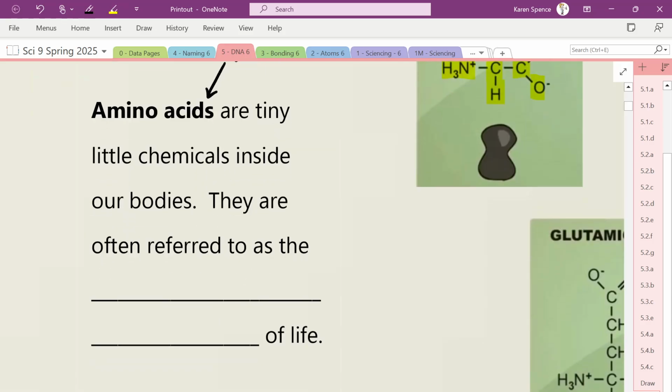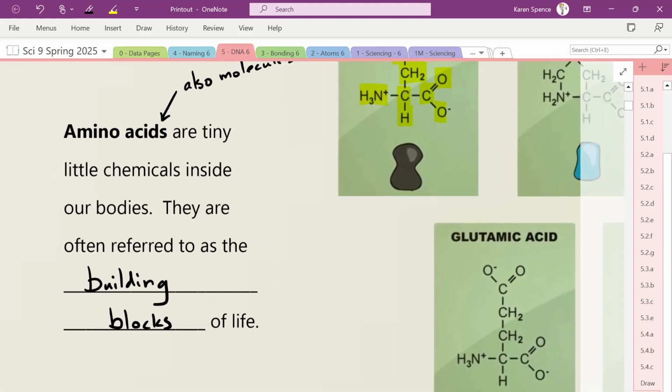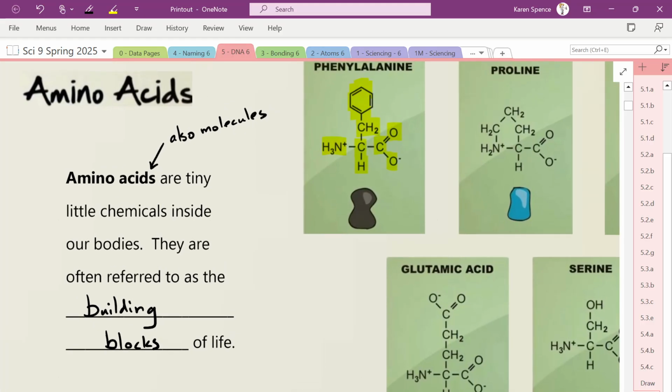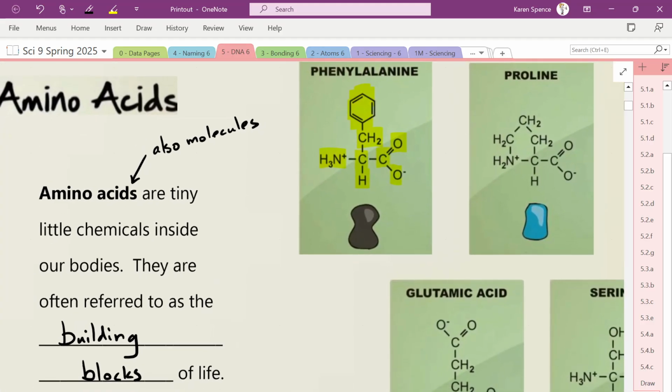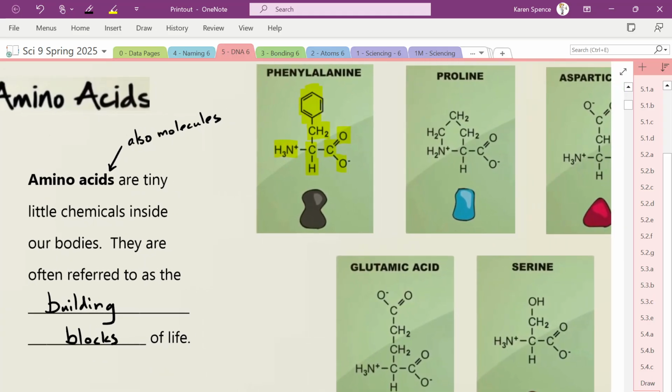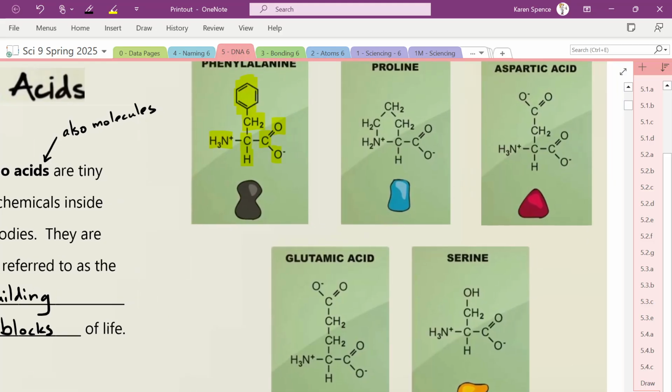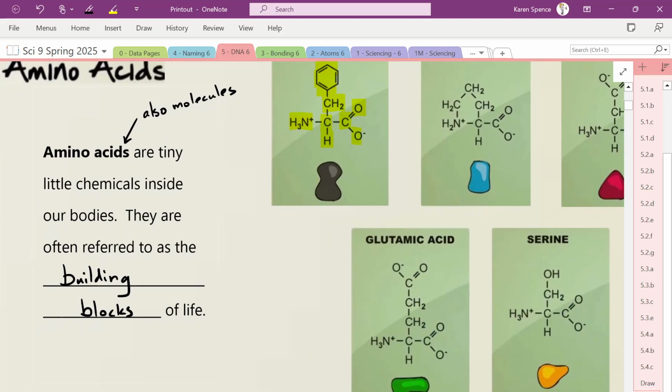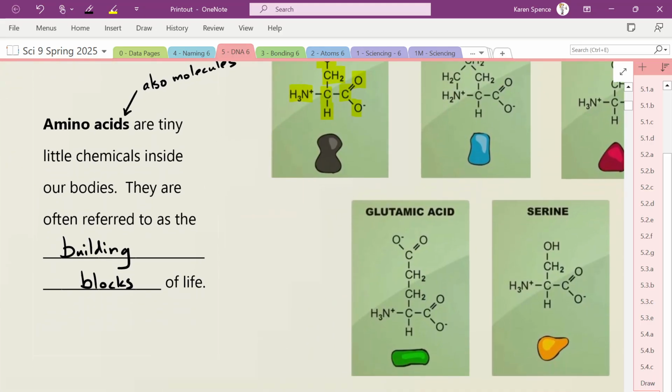They are often referred to as the building blocks of life. Okay, and they have some pretty funky names. Phenylalanine, proline, glutamic acid, serine, aspartic acid. Kind of crazy. Okay? You don't need to know any of those names. All right?